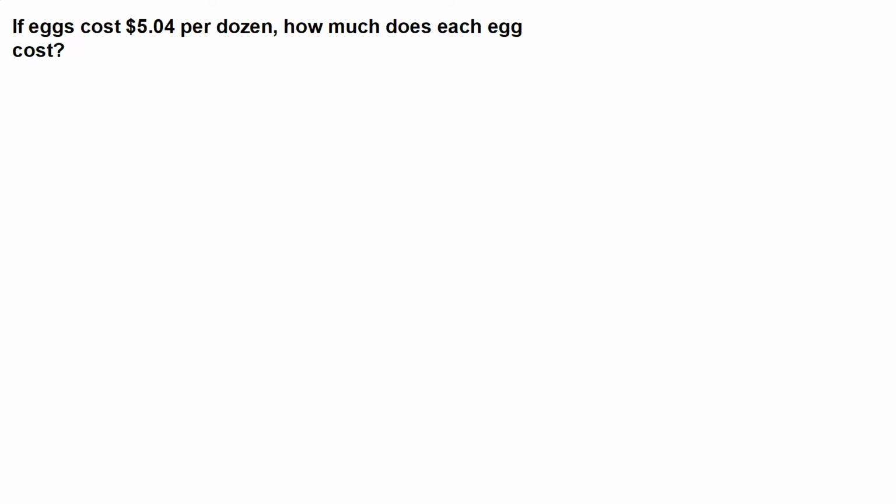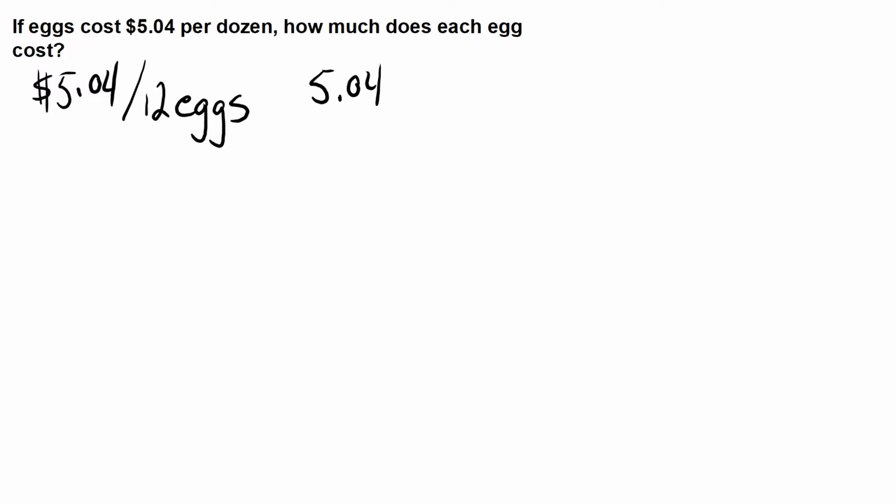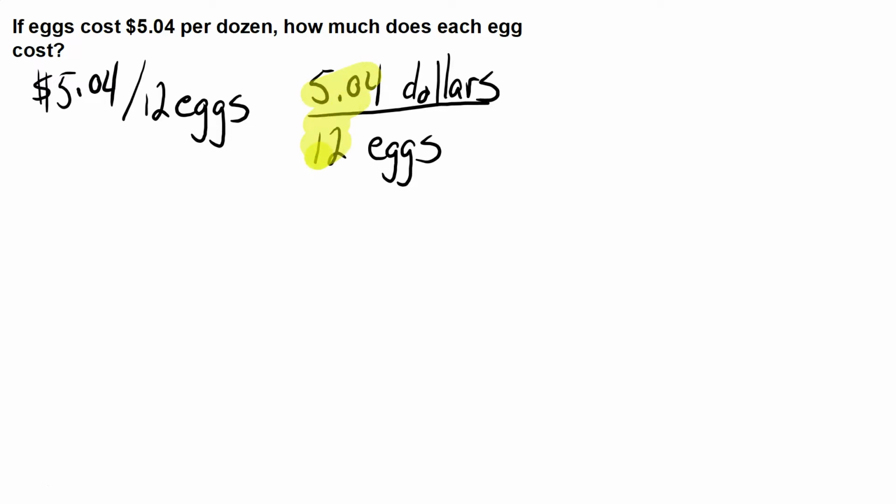Let's look at another rate. If eggs cost $5.04 per dozen, how much does each egg cost? So they're telling us that for $5.04, you get a dozen eggs, and a dozen, of course, is 12 eggs. If we want to know how much each egg costs, we've got 5.04 divided by 12 eggs. This is dollars: $5.04 for 12 eggs. You can see now that we effectively have a division problem here.